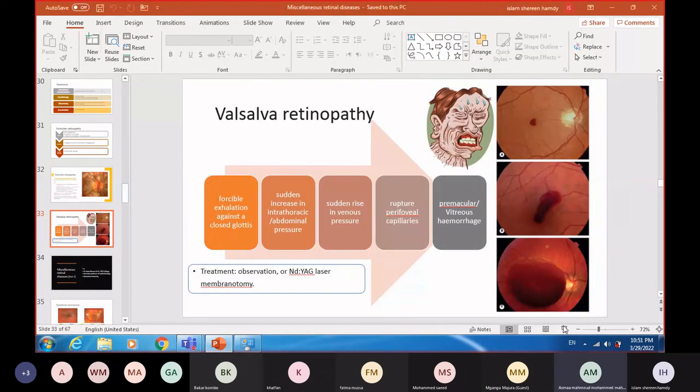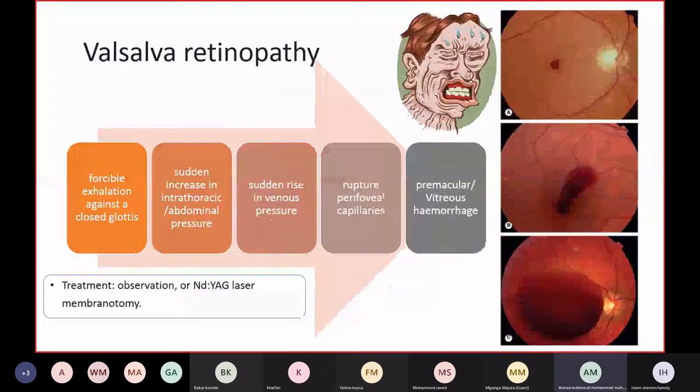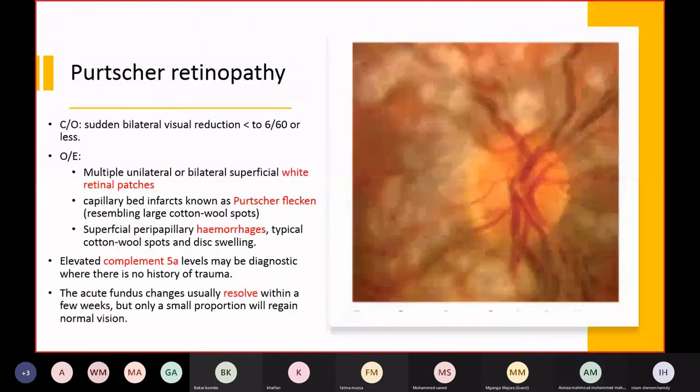Okay. So, do you want me to repeat the last part about the Purtscher retinopathy? Was the sound interrupted there, or are you okay with that?